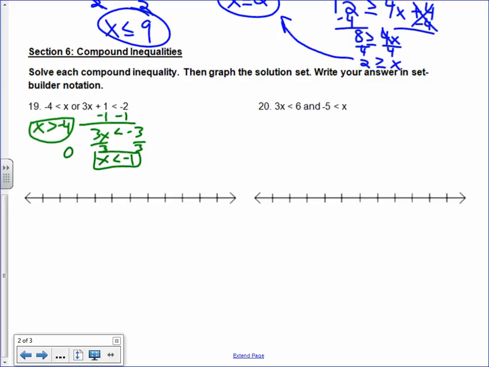So there's our 2. To write this in set builder notation, we have the fancy brackets. We're using x. And the compound inequality is x is greater than negative 4, or x is less than negative 1.